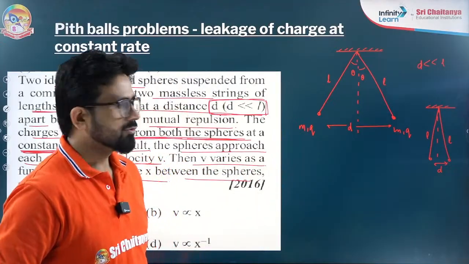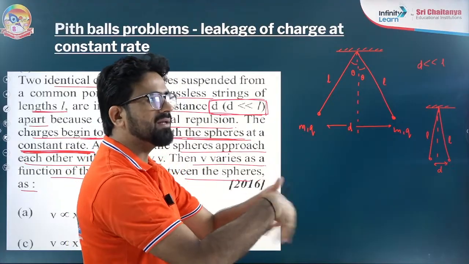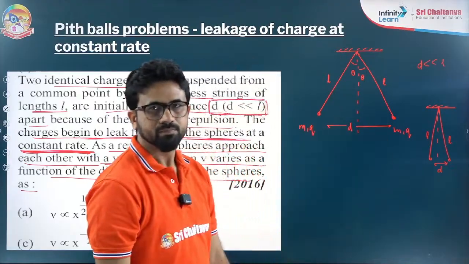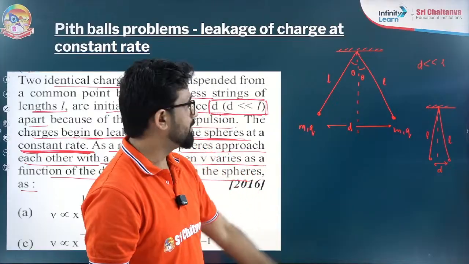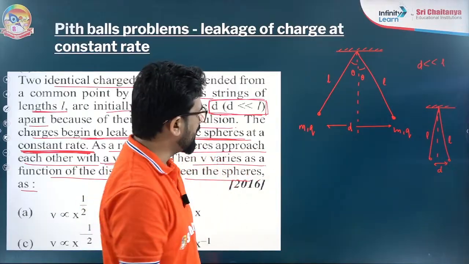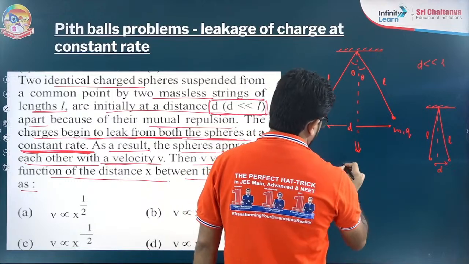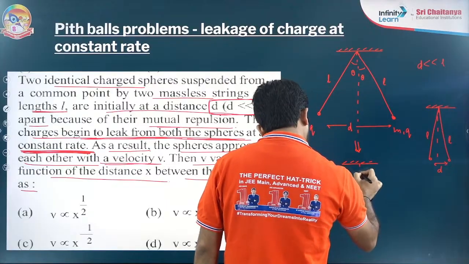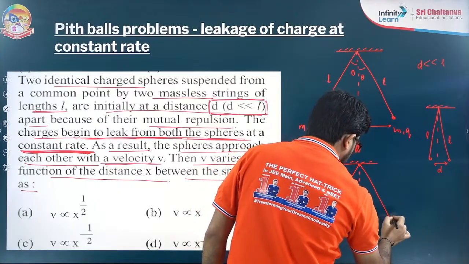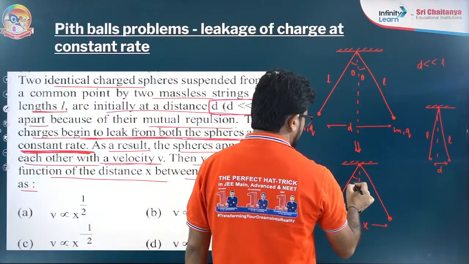This is the question. If I draw the diagram after some time, at a general point, definitely the separation will not remain d. It is going to change. It will be some value x, because d is changing with time. So if you draw this diagram after some time, this is x, and this angle is theta.